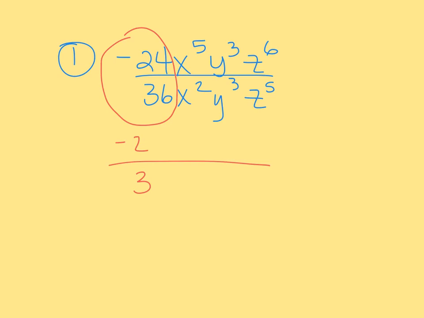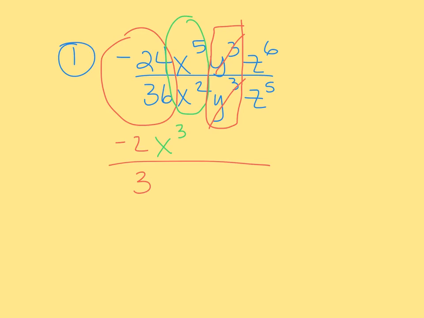Okay, so now we're going to focus on the variables. If I look at x to the fifth and x to the second, and I ask myself which one wins by how many, 5 is bigger than 2 by 3, so the top x wins by 3. If I look at the y's next, y to the third and y to the third means nobody wins. They all cancel out. So technically the y's are totally gone. We don't even put a y in the answer.